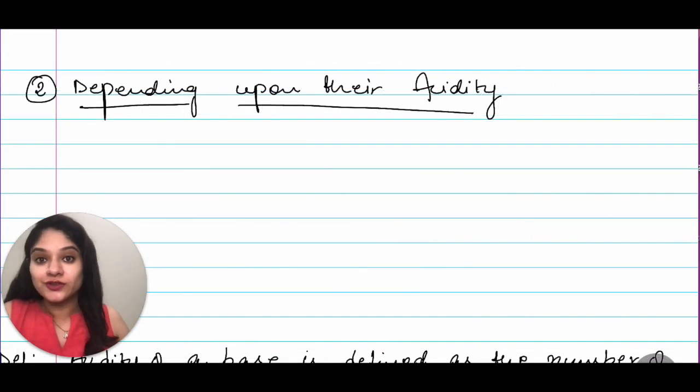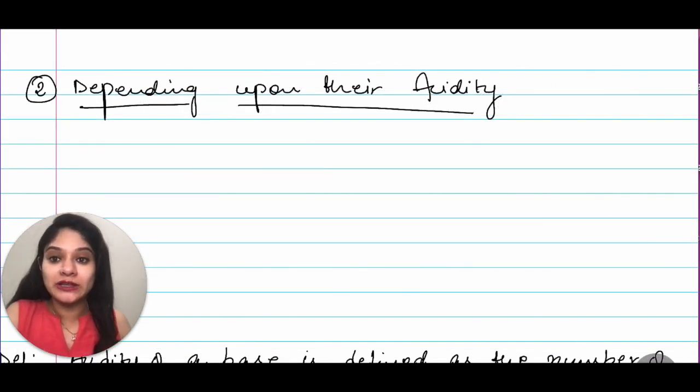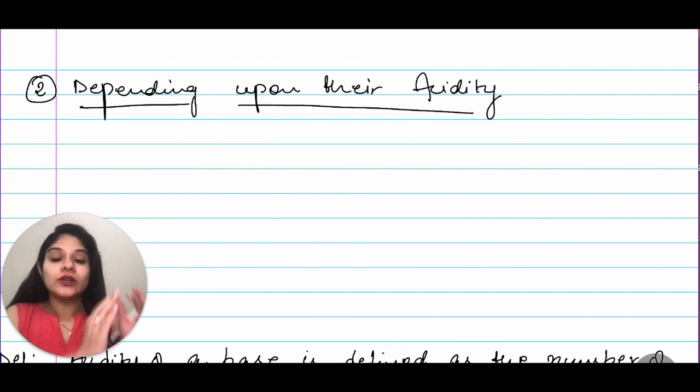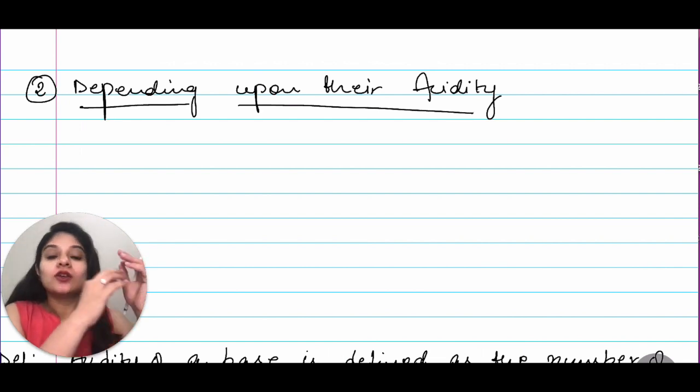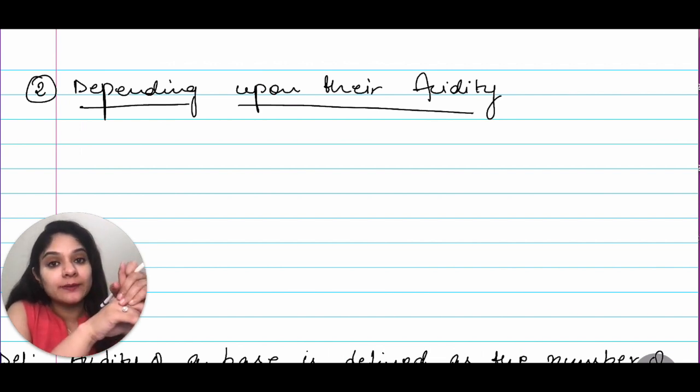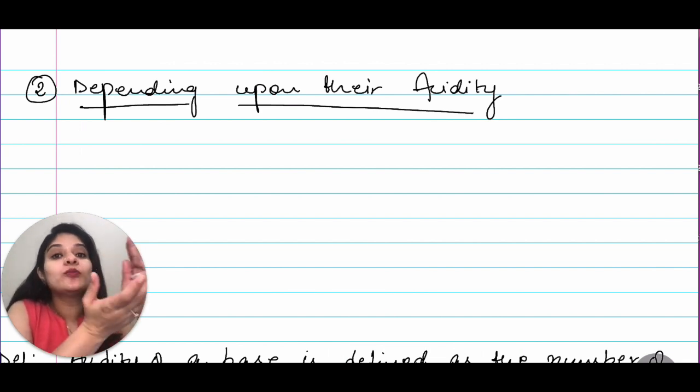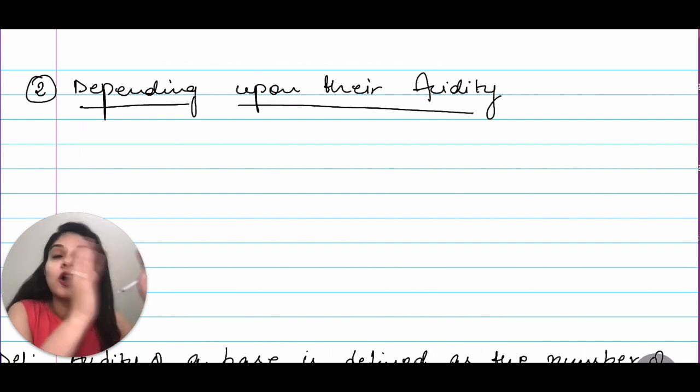So moving on to the second classification of bases, that is depending upon their acidity. We also did, when we were doing the classification of acids, classification depending upon their basicity. So what did that mean? That meant that when you have one molecule of acid, you dissolve it in water, how many ions of H plus do you get out of it?